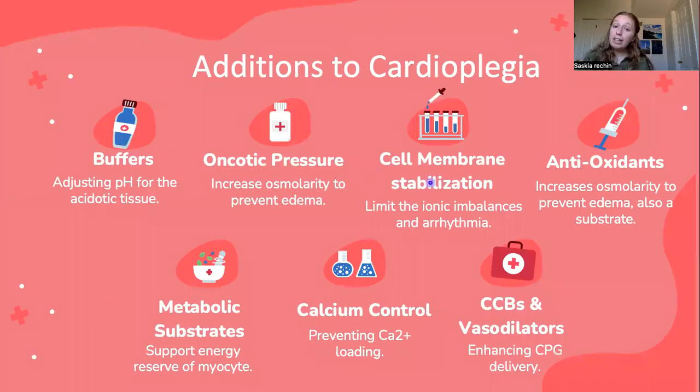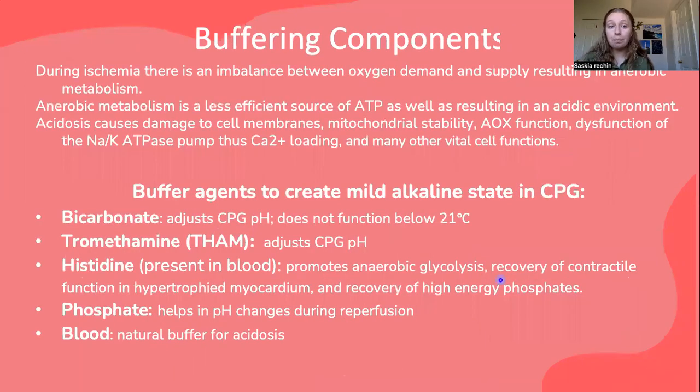Speaking of additives, there are a lot of reasons and agents that are going to be added to cardioplegia in order to optimize those reperfusion injury effects, as well as set up the heart for a very successful recovery post-op. So we can go over that now. First up, you have buffering components. Buffering components are going to try to mediate and decrease that acidic environment to have ideal cell function, mitochondrial function, antioxidant function. Your pumps are going to be normalized, etc.